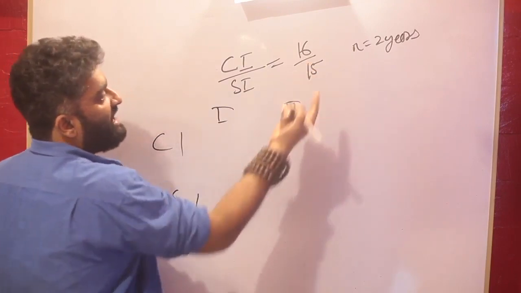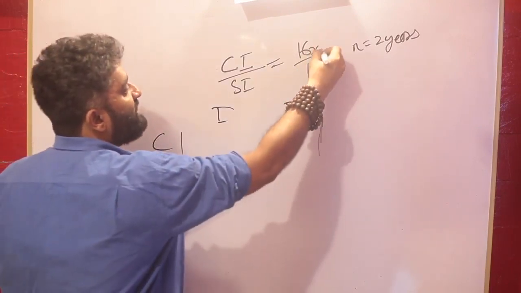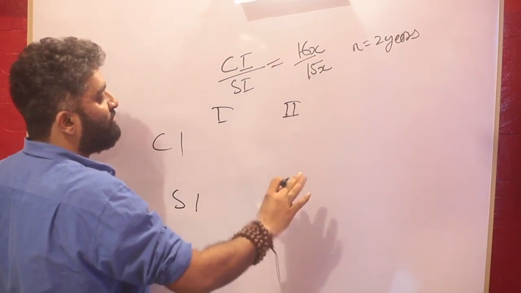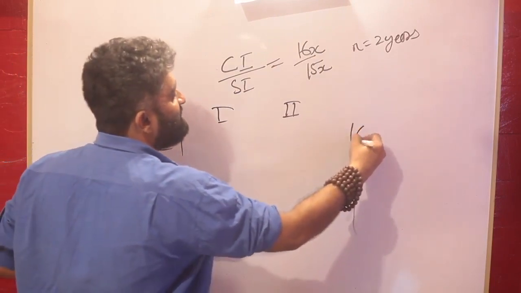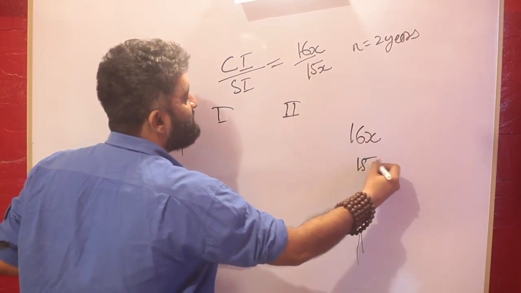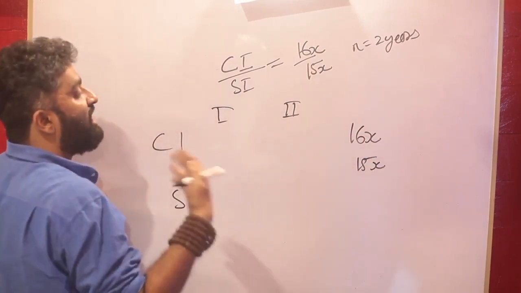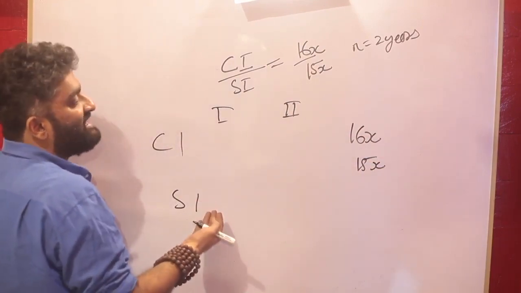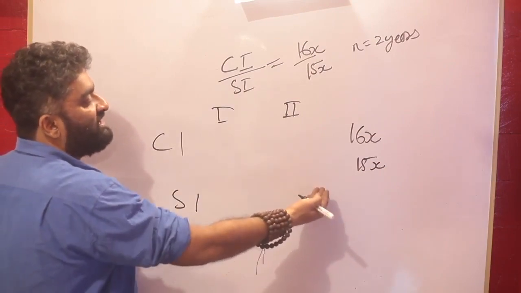I know how to deal with ratios. Just throw an X so this can become usable for you. So the total CI after 2 years is 16x and the total SI after 2 years is 15x, right? Now use the concept that SI is constant across the years, right?